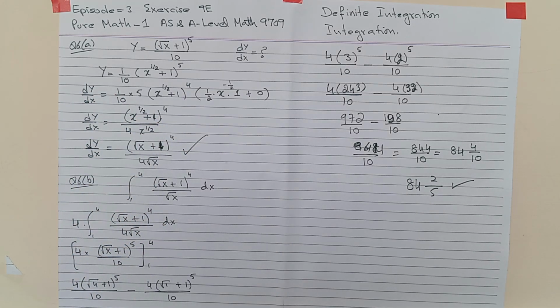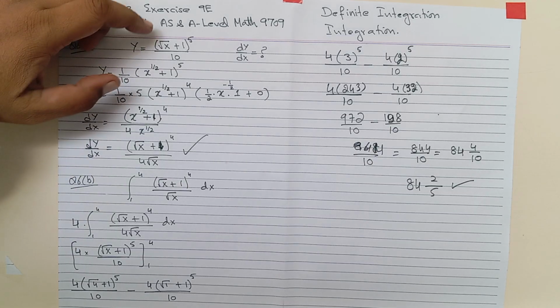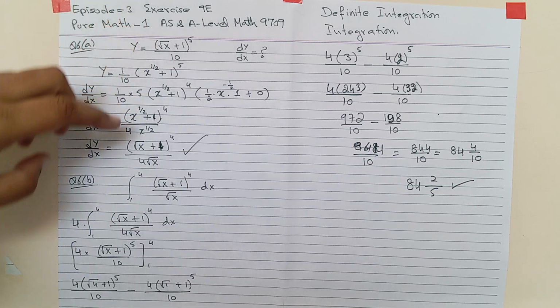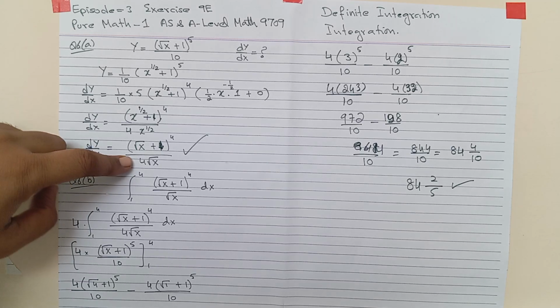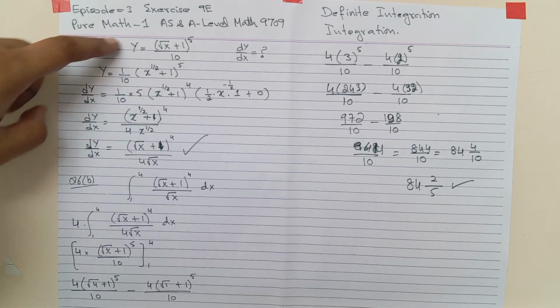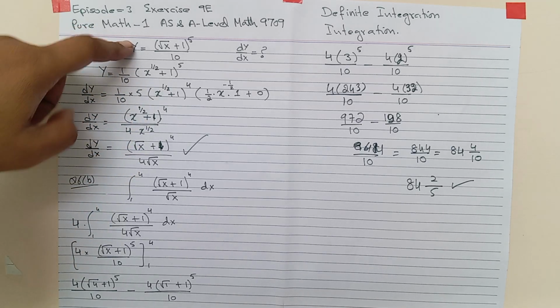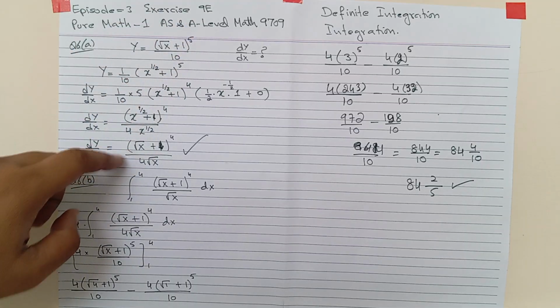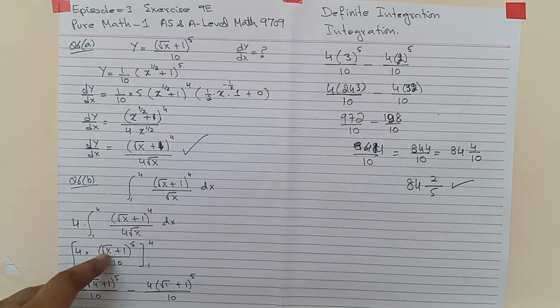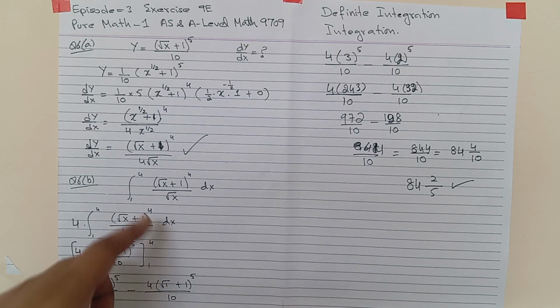You know that the derivation and the integration, they are reverse process of each other. So if the derivation of this equation is this, then the integration of this will be this equation. So when you integrate this, you will get this. Okay. This portion. So integrate this thing and you will get (under root x plus 1) whole raised to power 5 divided by 10. And this 4 will come as it is. The limits are from 1 to 4.